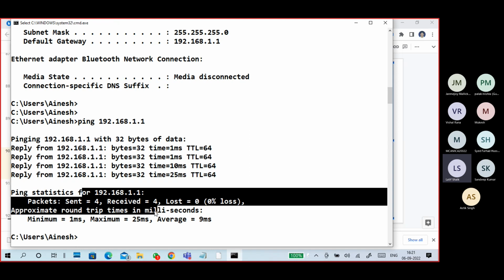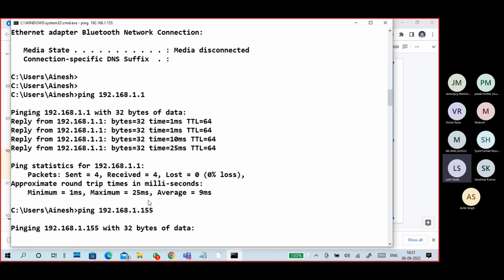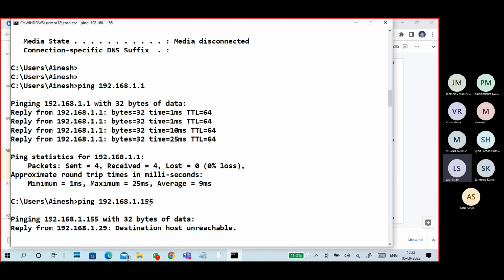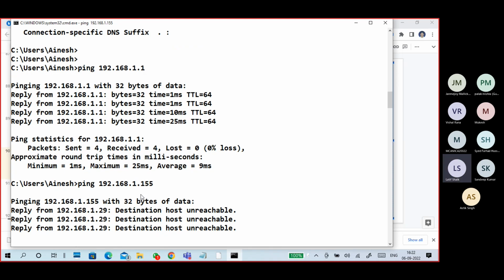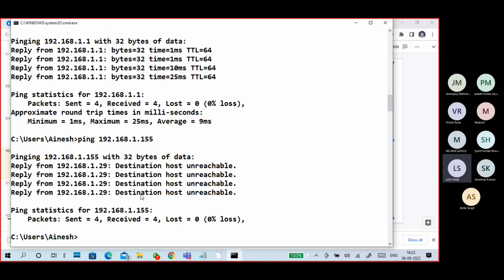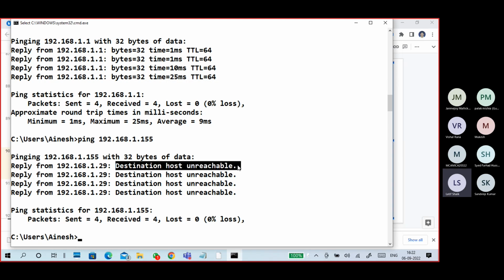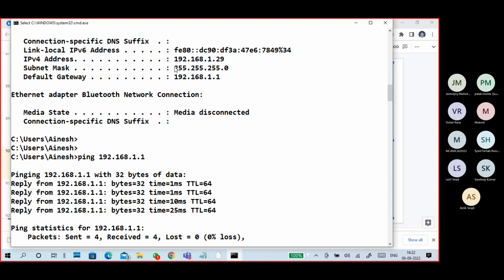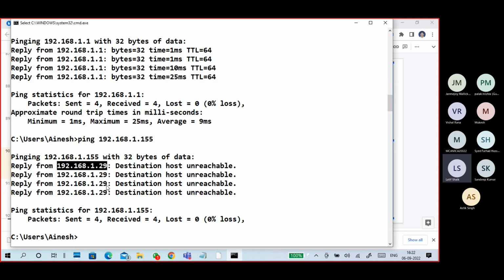So this is a very neat one. Now I'm trying to ping 1.155. The host is not there. So what is it showing? Destination host not reachable. This is my IP address, 1.29. So you are seeing a reply from 1.29 only, not from the destination. Reply from my PC only, and it is telling destination host not reachable.